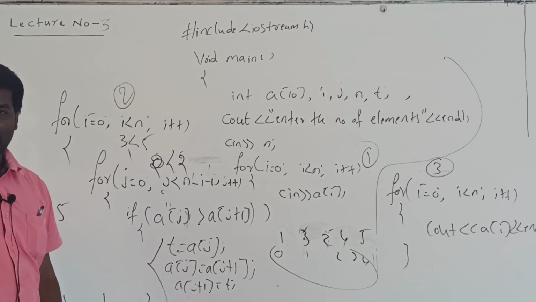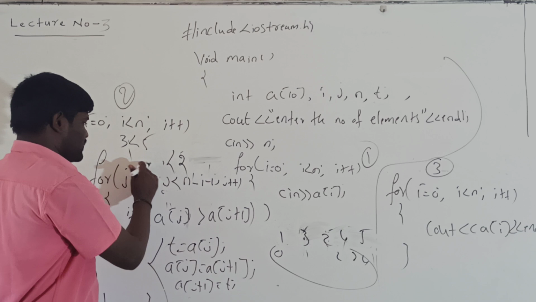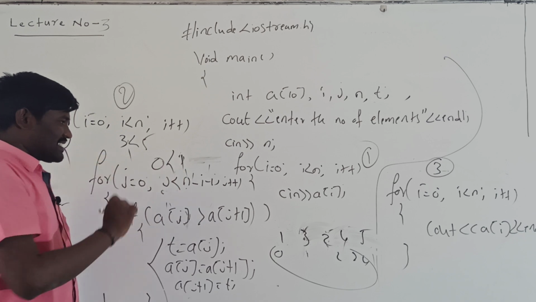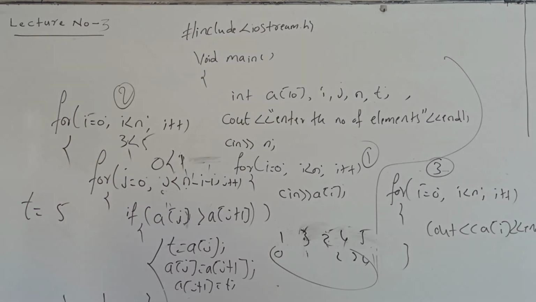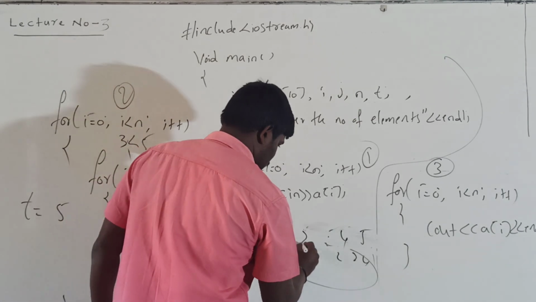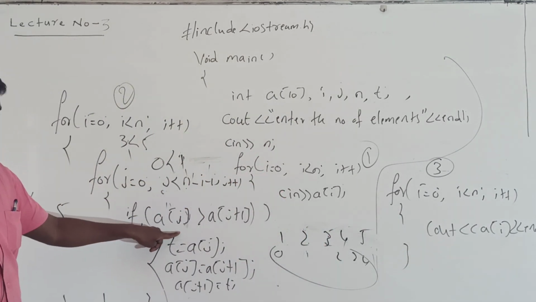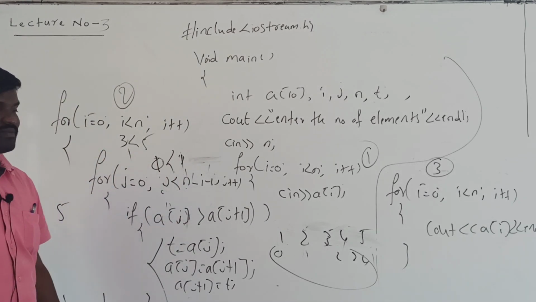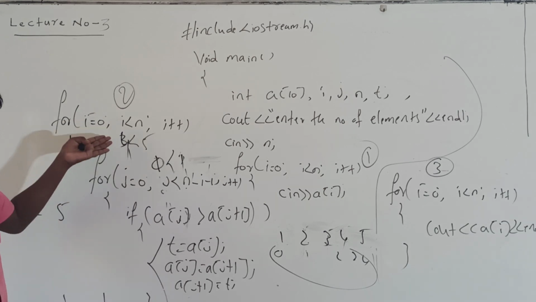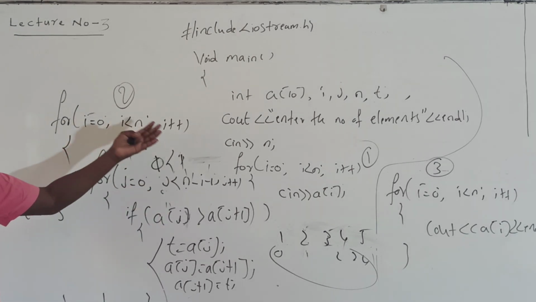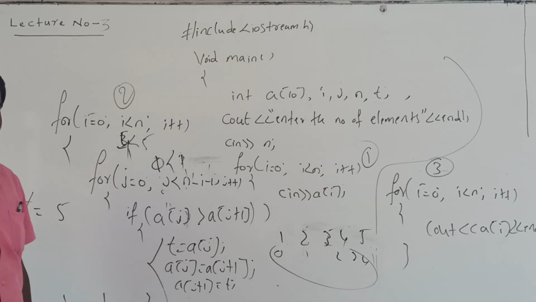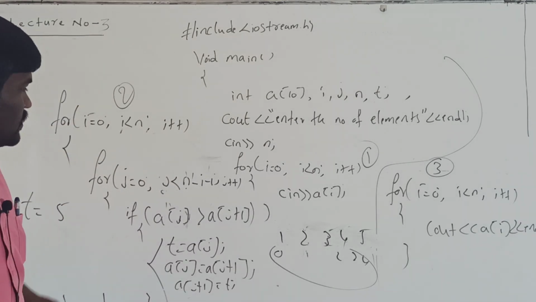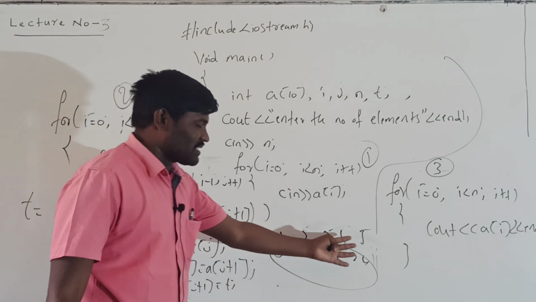3 is less than 5, condition is true. Here again j starts with 0, 5 minus 3 minus 1, that is 1. 0 is less than 1, condition is true. A of 0 is 1, 1 is greater than 2, false. j becomes 1, 1 is less than 1, false. Again i plus plus, 5 is less than 5, the entire for loop becomes false. Okay, so finally see here the elements are in sorted order.